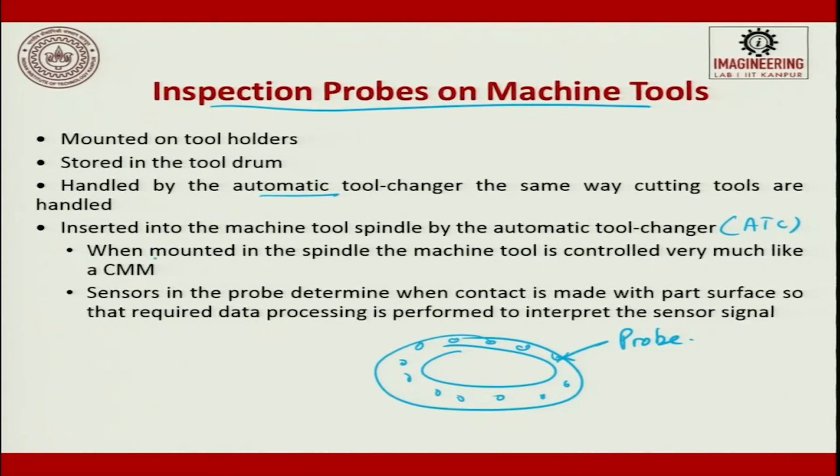and then it mounts. When mounted in the spindle, the machine tool is controlled very much like a CMM. The sensors in the probe determine when contact is made with the part surface, so that accurate data is processed using the system.